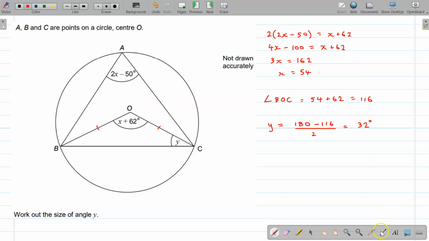It doesn't ask for any reasons, it just says work out the angle Y, and that's what we've just done.